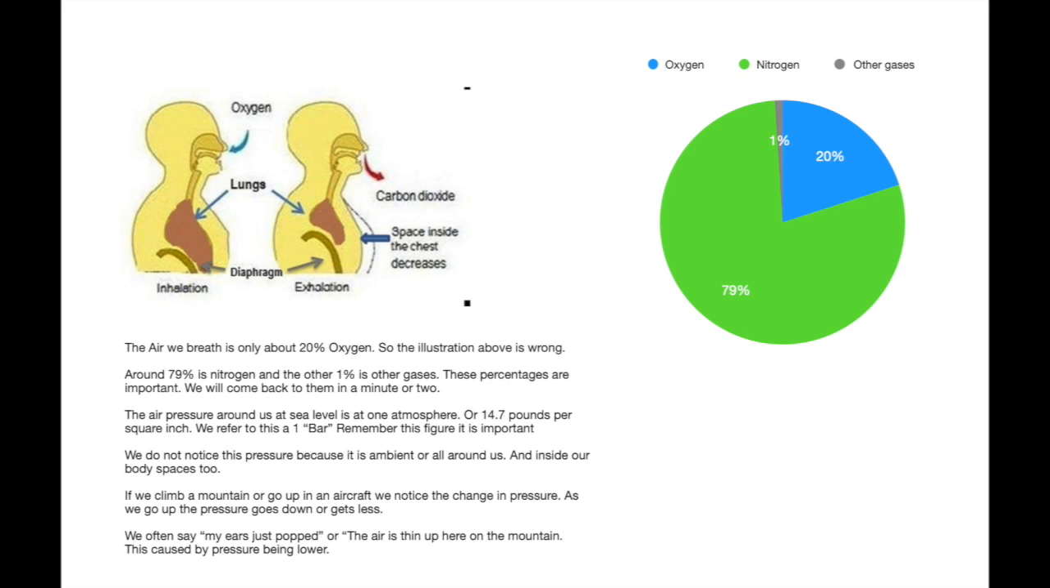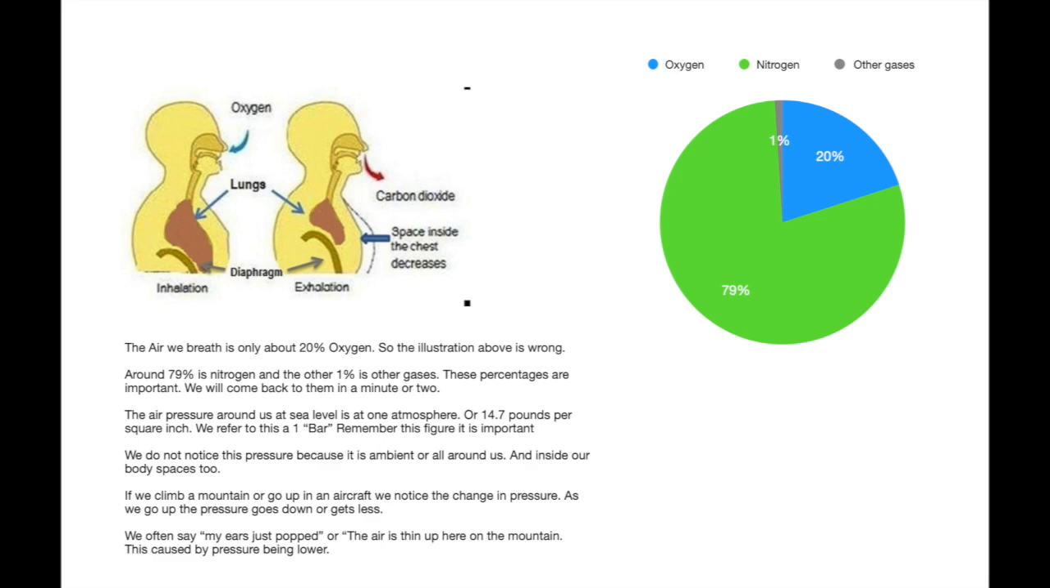If we climb a mountain or go up in an aircraft, we notice a change in pressure. As we go up, the pressure goes down, or gets less. We often say, my ears just popped, or the air up here on this mountain is thin. And that's because the pressure is lower. How does that affect me if I'm just building a hooker? Well, actually, it could have a big effect on you. Please watch on.